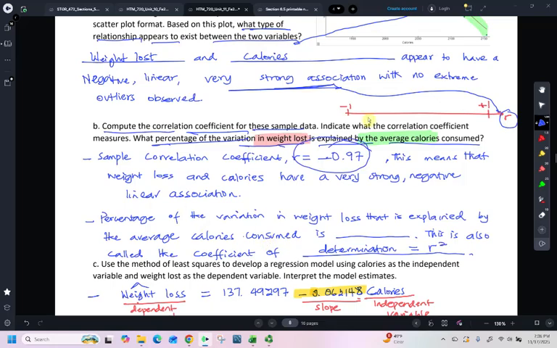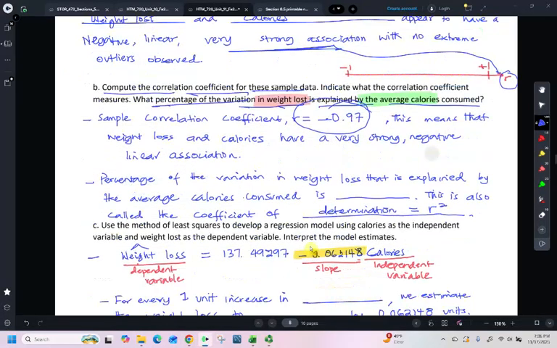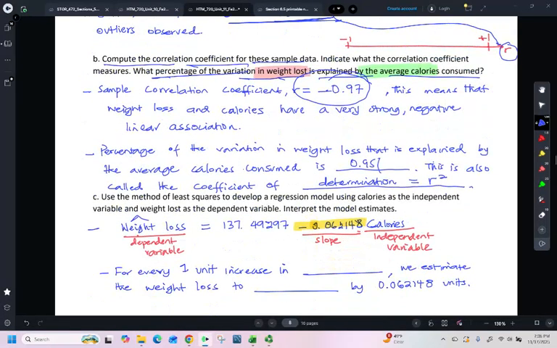The good news is that StatCrunch has provided that value, which is your R squared: 0.95, taken to 2 decimal places. So you have 0.95, same as 95%. This represents the percentage of variation in weight loss that can be explained by calories consumed. In other words, calories consumed holds a significant portion of the information we need to explain why weight loss varies from one person to another.